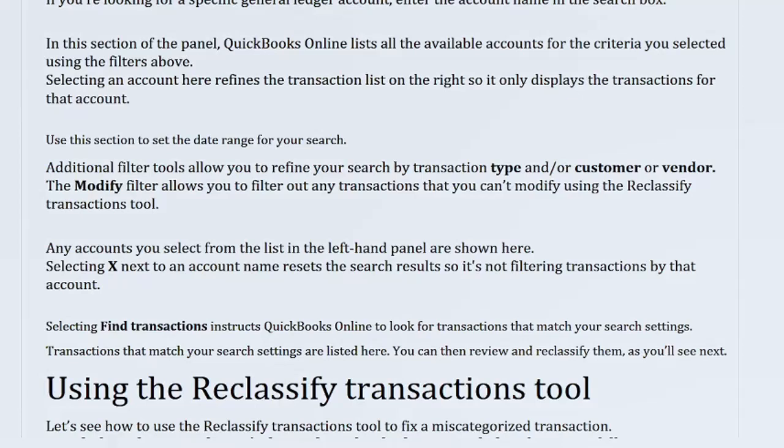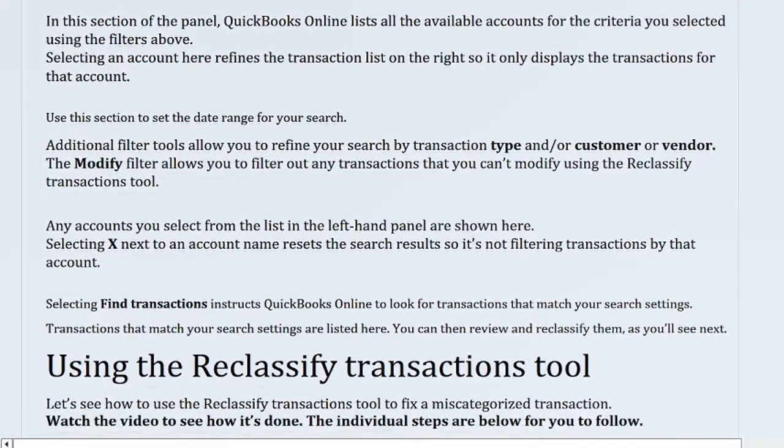Any accounts you select from the list in the left-hand panel are shown here. Selecting X next to an account name resets the search results so it's not filtering transactions by that account. Selecting Find Transactions instructs QuickBooks Online to look for transactions that match your search settings. Transactions that match your search settings are listed here. You can then review and reclassify them, as you'll see next.